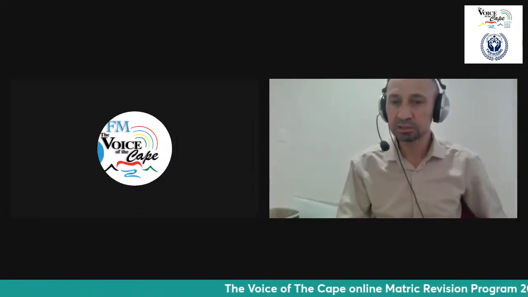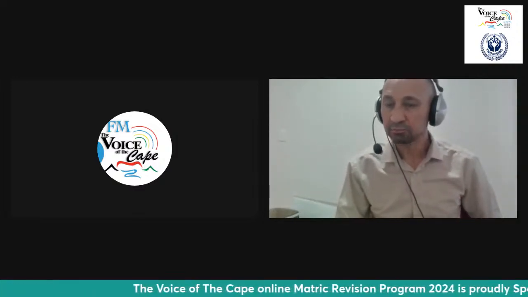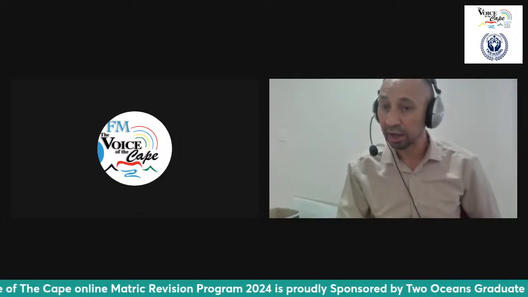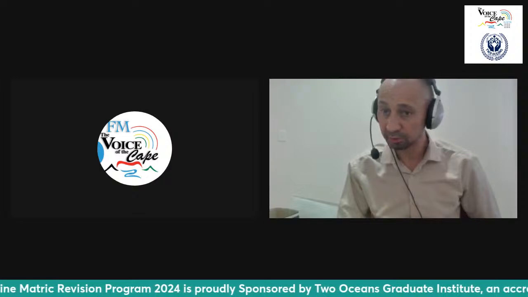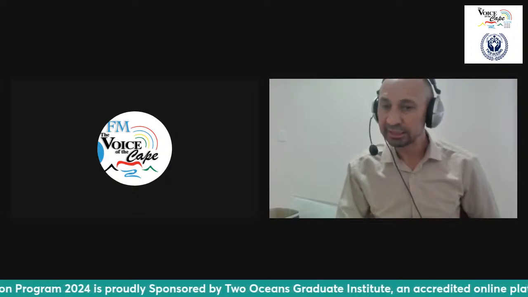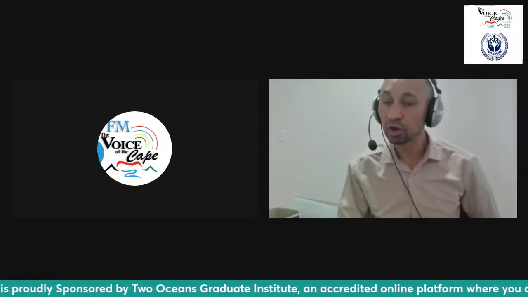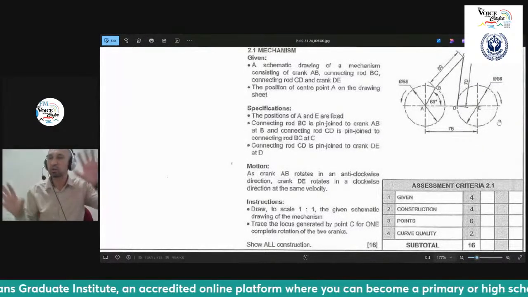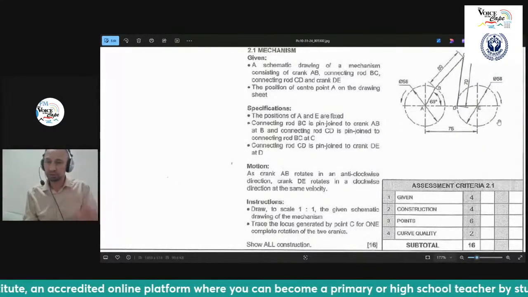as a connecting mechanism. As the crank AB, which is that one, the main crank, rotates in an anti-clockwise direction, which is this way, crank DE rotates in a clockwise direction. So this one goes this way, that one goes the other way. So you've got to understand what's happening here, how it moves, right?